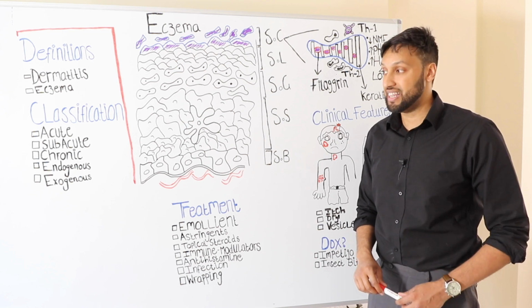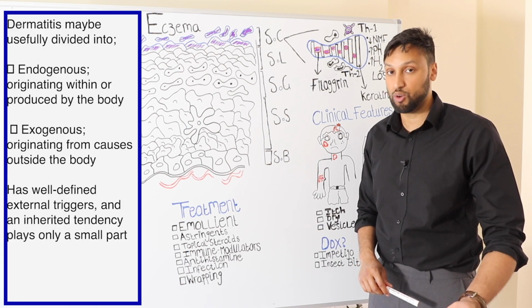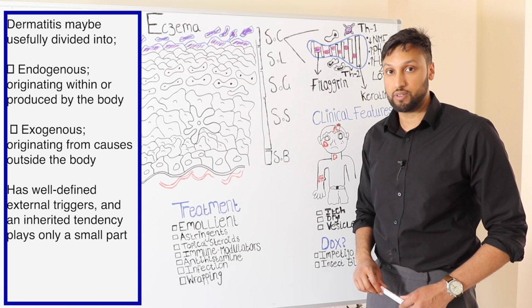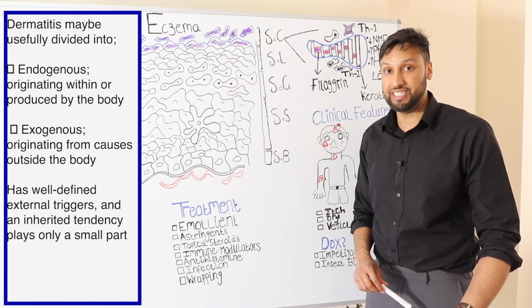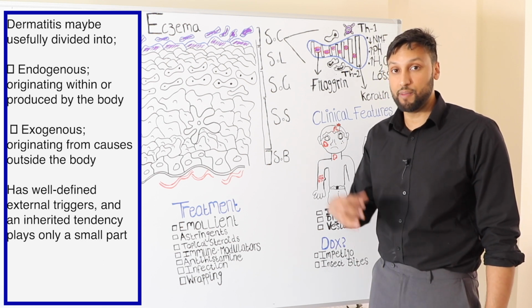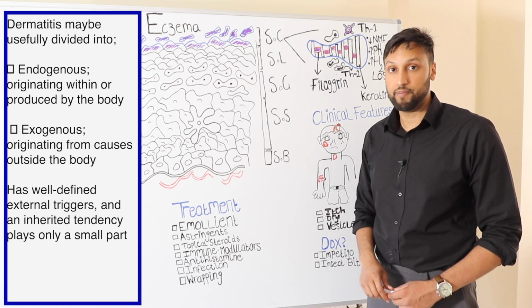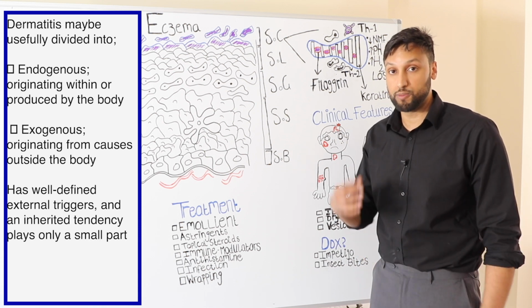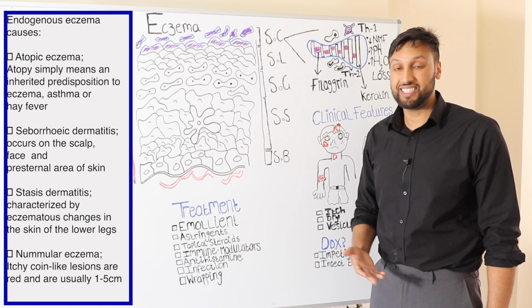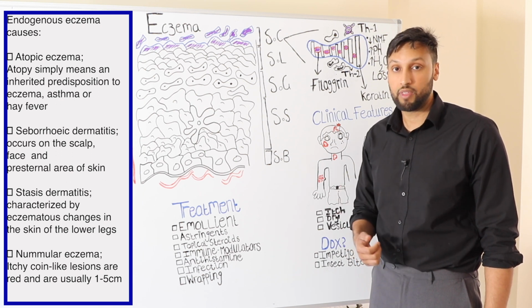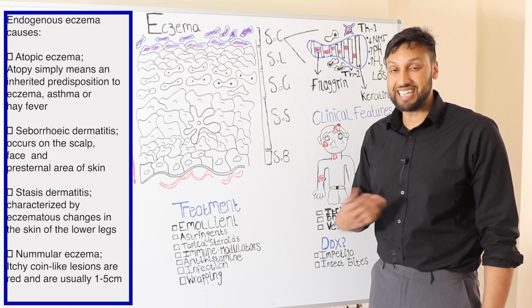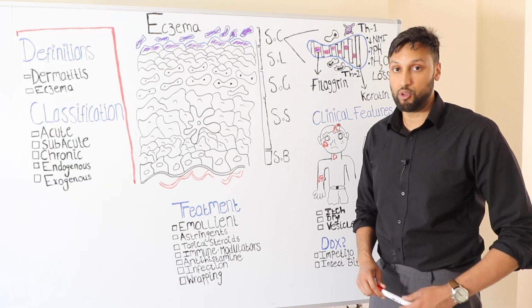We can also divide the eczema into endogenous cause or an exogenous cause. When we refer to an endogenous cause, that is referring to the body itself or hereditary. So this inflammatory process is caused by the body itself. The conditions involve atopic eczema, seborrheic dermatitis, stasis dermatitis, and so forth.